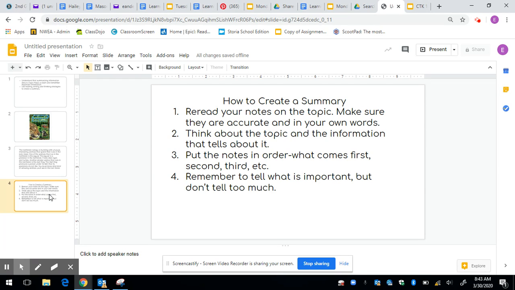Okay? So I want you to use these rules today as you create your summary about the rainforest animals that you've learned about. This will be through Schoology, and I'll be able to see it once you submit it. So good luck.